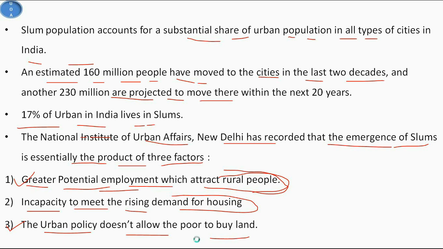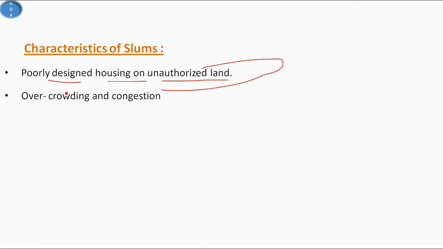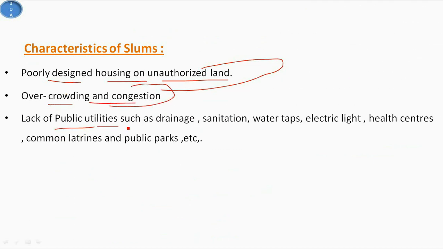So now we see the characteristics of the slums. The first characteristic is the poorly designed housing on unauthorized land. Then they have overcrowding and congestion. Then there is lack of public utilities and facilities such as drainage, sanitation, water taps, electric light, health centers, common latrines and public parks, etc.